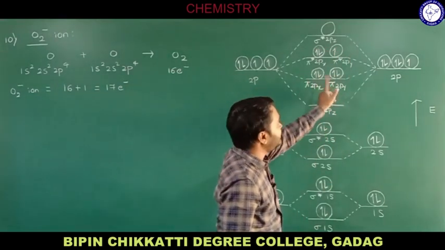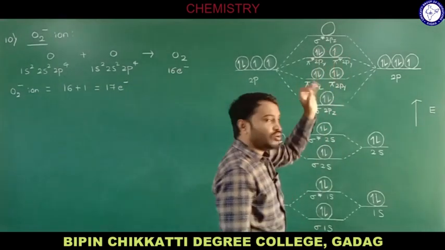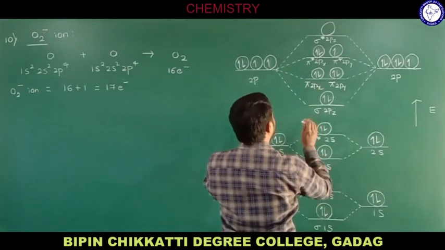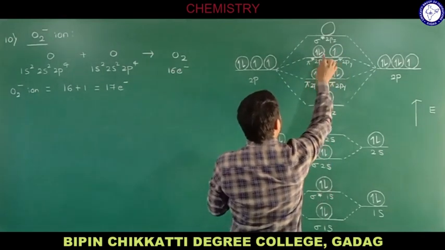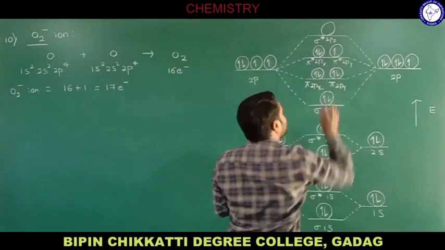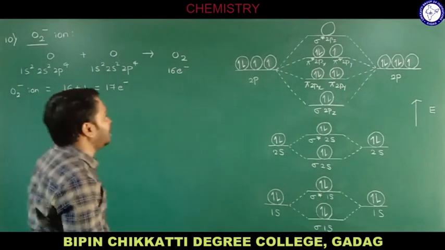When we have identical energy atomic orbitals, Hund's rule is followed. Therefore, 9 electrons are filled here. Now you see, in pi star 2px we have 2 electrons, whereas in pi star 2py we have a single electron. So this is actually the unpaired electron, I can say.